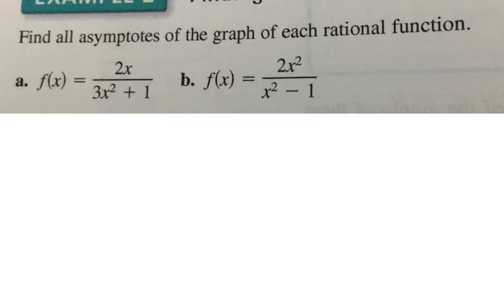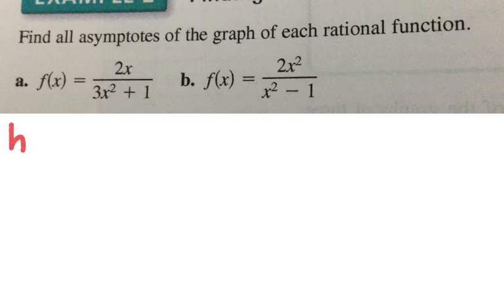Okay, so we're going to find all asymptotes and holes of the graphs of each rational function. So when I look at A, 2x over 3x squared plus 1, is this in general form or factored form? General. It's currently in general form, right? So I need to see, can I factor it? Because I'm going to need both forms, so this is good. Now let's see if I can factor this. So the numerator, will that factor? No. The denominator, will that factor? No, there is no GCF. There's only one x anyways. So this time the general form and the factored form are actually the same. There is no difference.